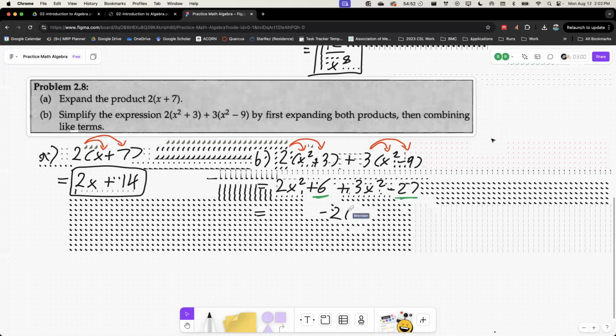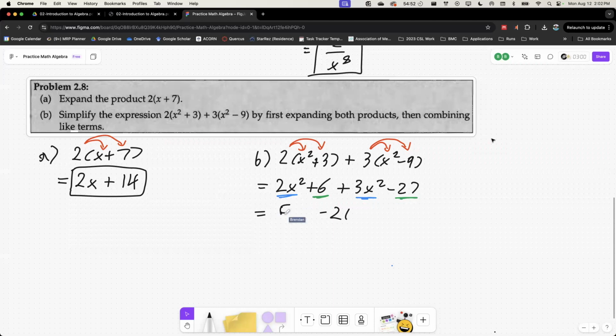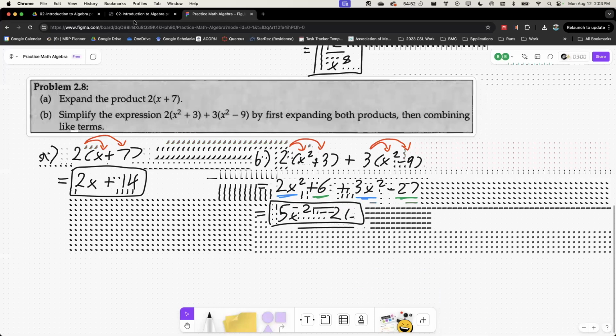The other like terms that we have are the x squareds. So we have 2x squared and 3x squared. When we add those together, we get 5x squared. So in the end, the answer should be 5x squared minus 21. So that is expanding and then combining like terms. Some basic algebra principles. If you don't know this, then you won't be able to get very far with more complicated algebra.